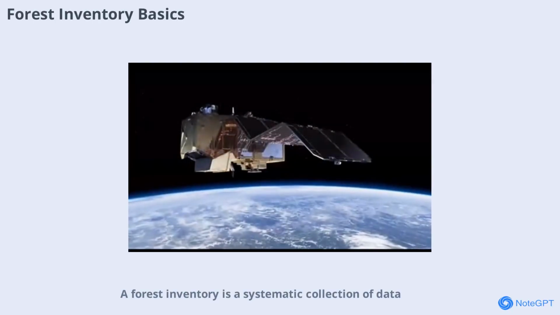Forest inventory is a systematic collection of data about the trees and other resources within a forest. This process involves measuring tree height, diameter, species, and age, as well as assessing soil and wildlife. Inventories provide a snapshot of forest health and help managers plan for harvesting, conservation, and restoration. Regular inventories are essential for tracking changes over time and making informed decisions. By understanding what's in the forest, managers can better protect and utilize these valuable resources.